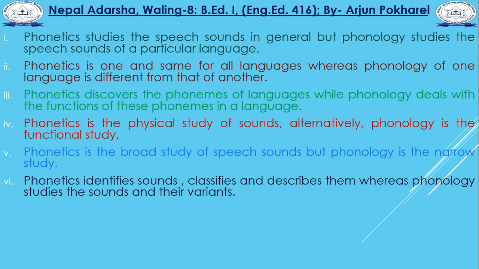For example, in the case of the fa sound, fa in the English language is what? Labiodental. Lip and teeth are used in English. But in the Nepali language, fa is bilabial. So these are the variants in the English language and the Nepali language. This type of study is done in phonology.